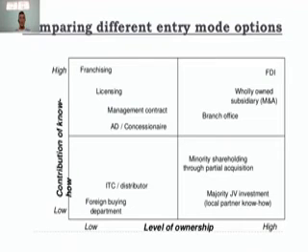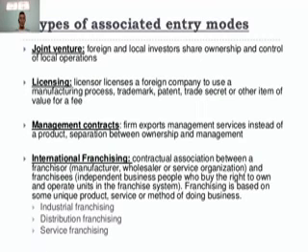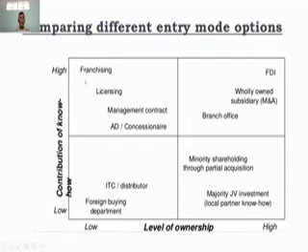Okay? So, comparing different entry mode options. Level of ownership, low and high, on the x-axis. And on the y-axis, on the left side, nandun yung contribution of know-how or yung knowledge. In terms of franchising, licensing, management contract, concessionaire, ito yung tinatawag na associated entry modes: high on contribution know-how and then low sa level of ownership kasi hindi naman ikaw may-ari, di ba?